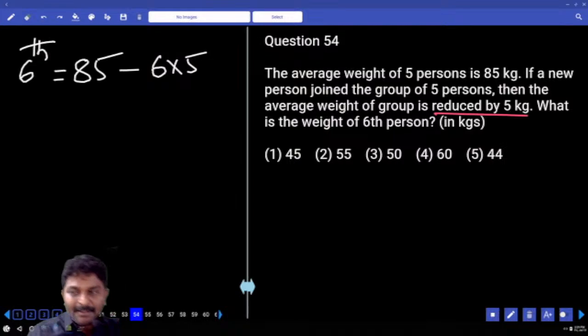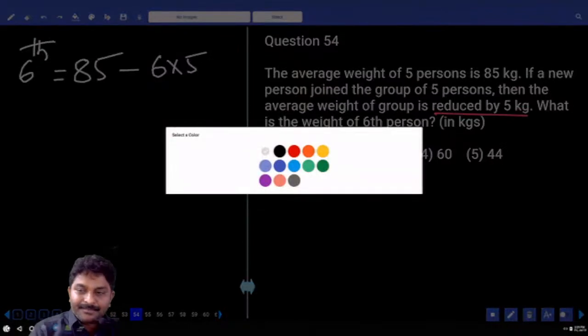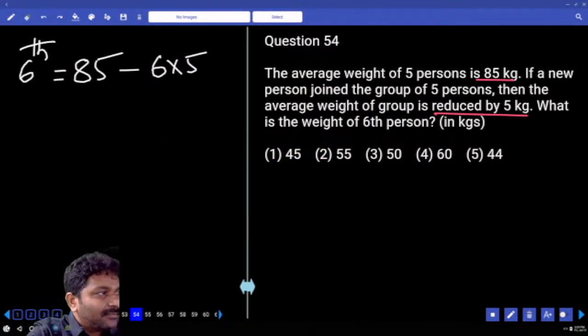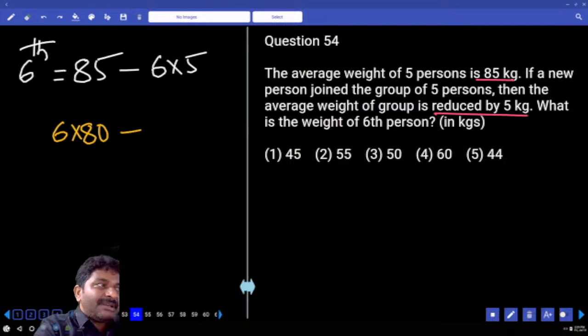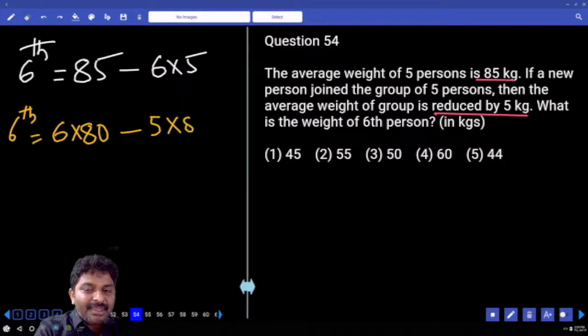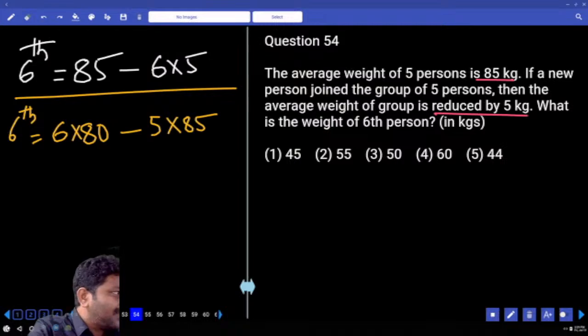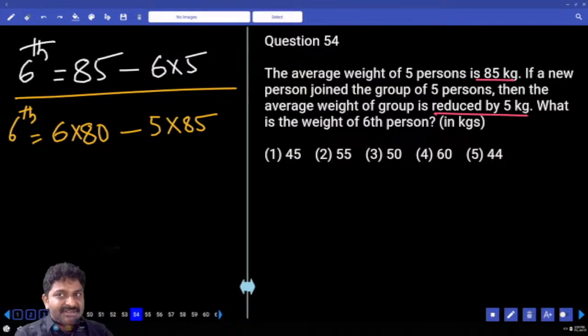అర్థమైందా లేదా? What is initial average? If it reduces by 5, how much it becomes? 80. Average for how many people? Then sum is equal to 6 into 80 only. From this, if you subtract 5 members weight, you will get 6th member weight. Ardhamautunda? Initial 5 members, what is their average? 85. Their sum is equal to 5 into 85. You need to calculate this. Otherwise, one simple subtraction. That's it.